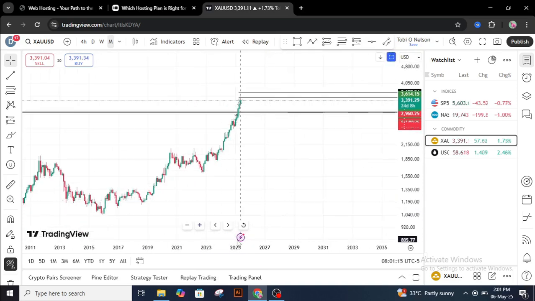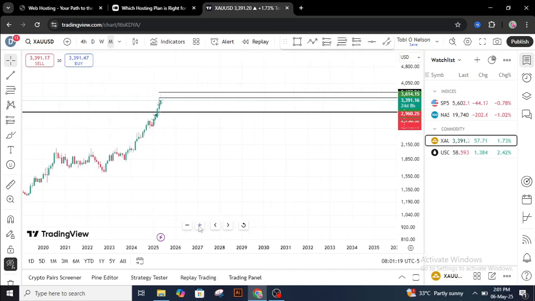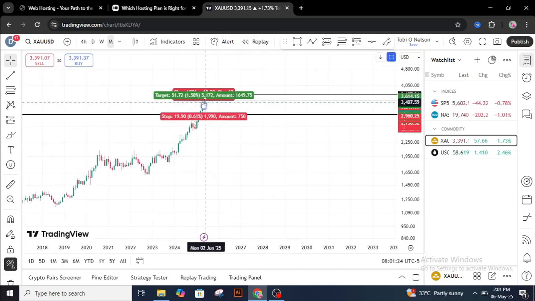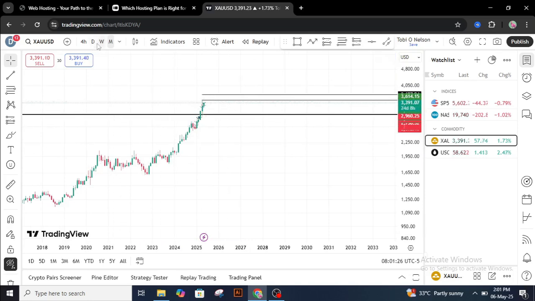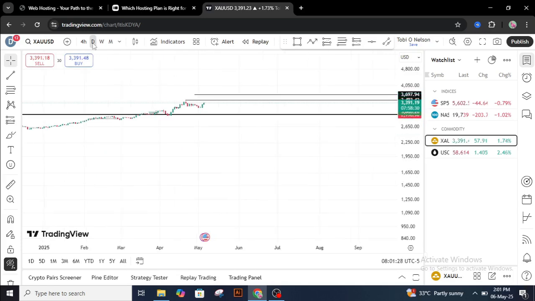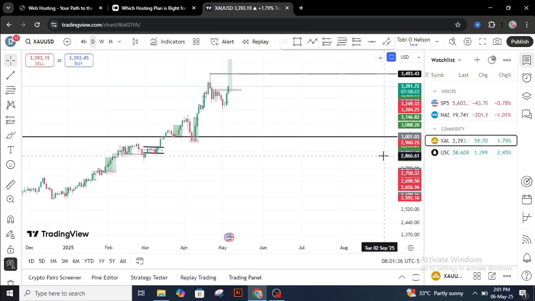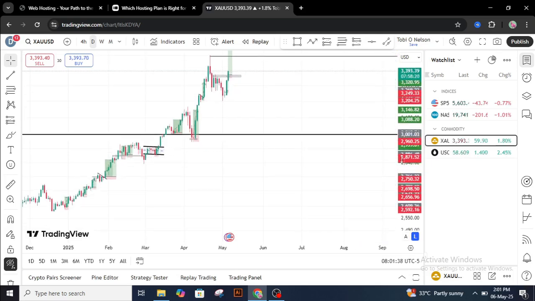So since you've established that, what you need to do thereafter is go to your lower time frame and start looking for buy opportunities. You want to look for a pullback and buy into that. So you come to the daily time frame. You can check the weekly time frame too, but let's just move straight to the daily time frame.